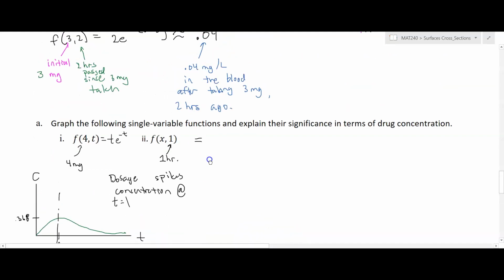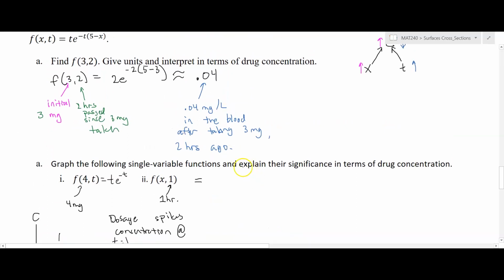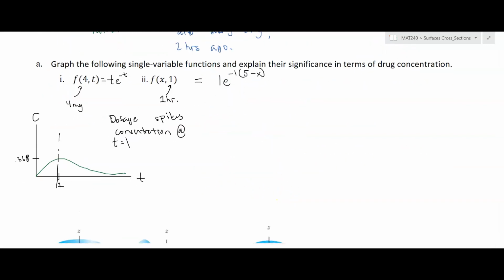And here we have when t is equal to 1. So if t is equal to 1, that means I'm going to have the graph 1e to the negative 1 times 5 minus x. And so now I'll go ahead and take a look at that graph. So that will be the graph of concentration versus the initial dosage taken after t equals 1 hour. Okay, so this is kind of a weird graph to look at because what we're doing is we're looking at what the blood concentration is after 1 hour based on your initial dosage.